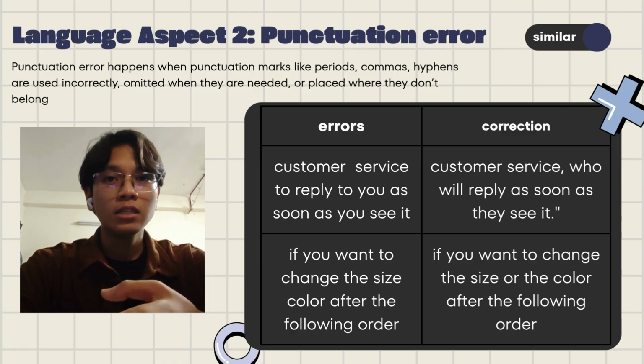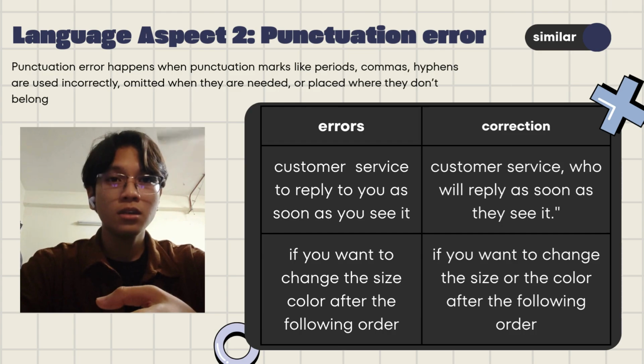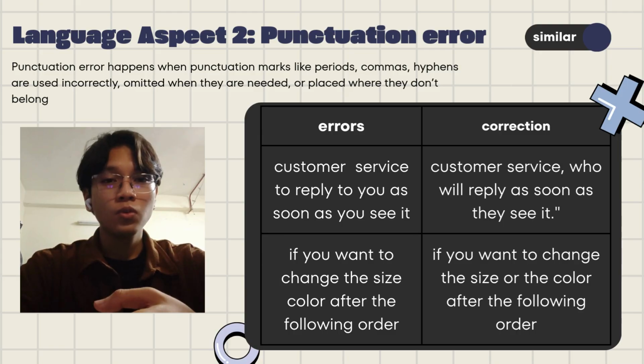The second one is "if you want to change the size color after the following order." There is no comma or the word "or" to separate size and color, causing it to read as one fixed item. The fix is "if you want to change the size or the color after the following order." We insert the word "or" to prevent the reader from getting confused and misunderstanding.